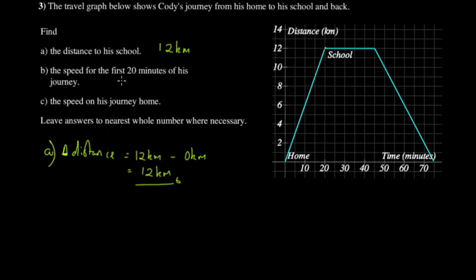So the speed for the first 20 minutes of his journey, so this first 20 minutes is this. When they're asking you for speed in a distance time graph, speed is equal to the gradient. The speed equals the gradient. I wrote gradients by mistake. It's equal to the gradient.